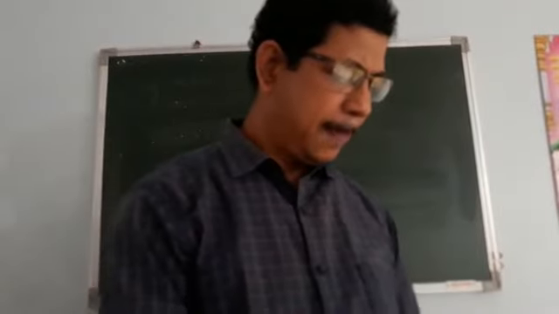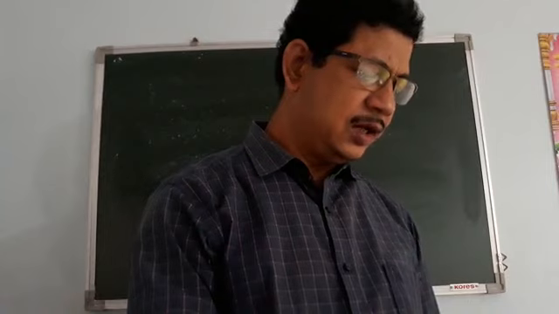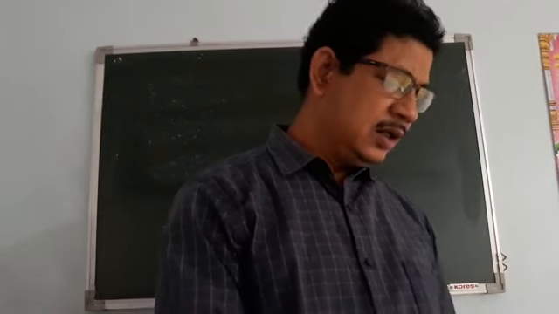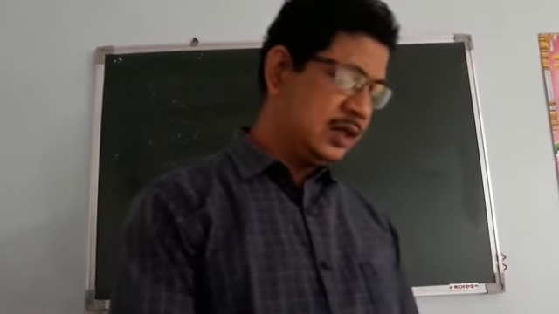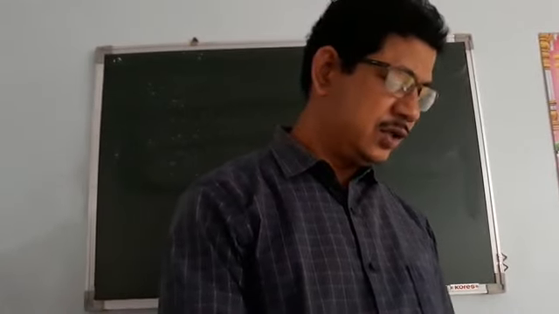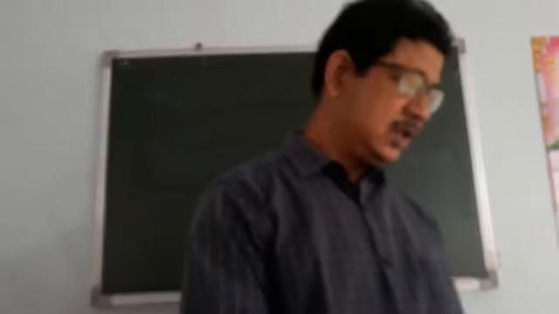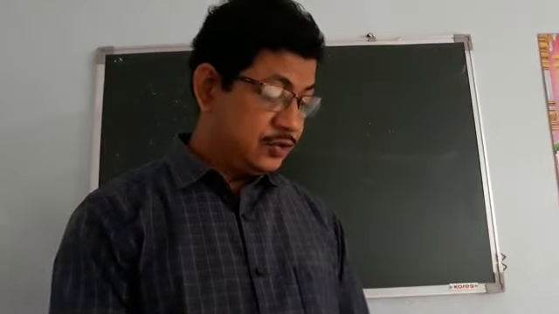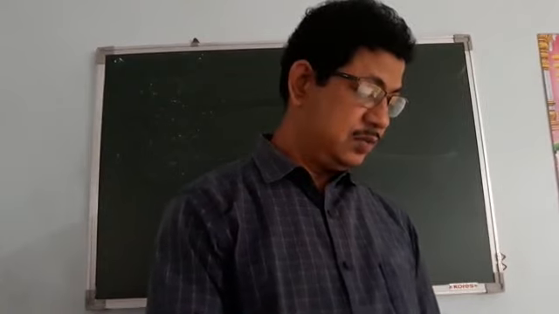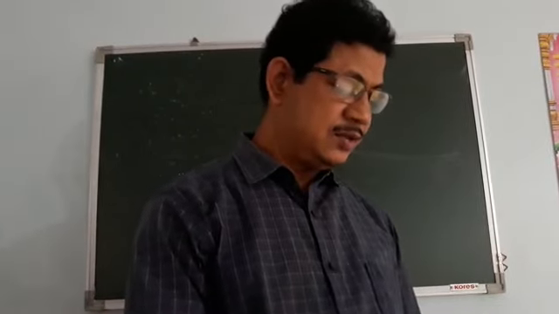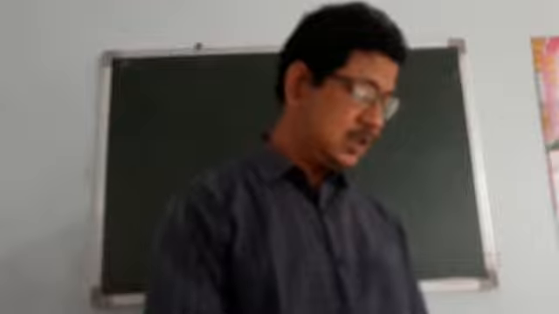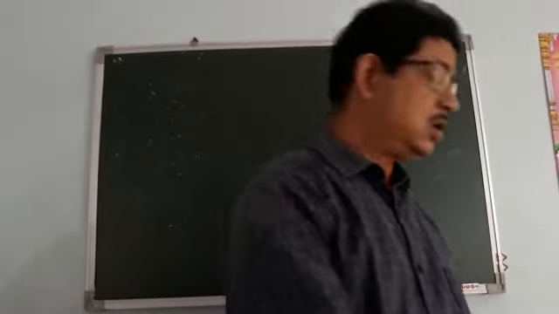Our next sum, they said: give an example of a relation which is symmetric but neither reflexive nor transitive; transitive but neither reflexive nor symmetric; reflexive and symmetric but not transitive. Then fourth, reflexive and transitive but not symmetric; symmetric and transitive but not reflexive. Now see how I can write.